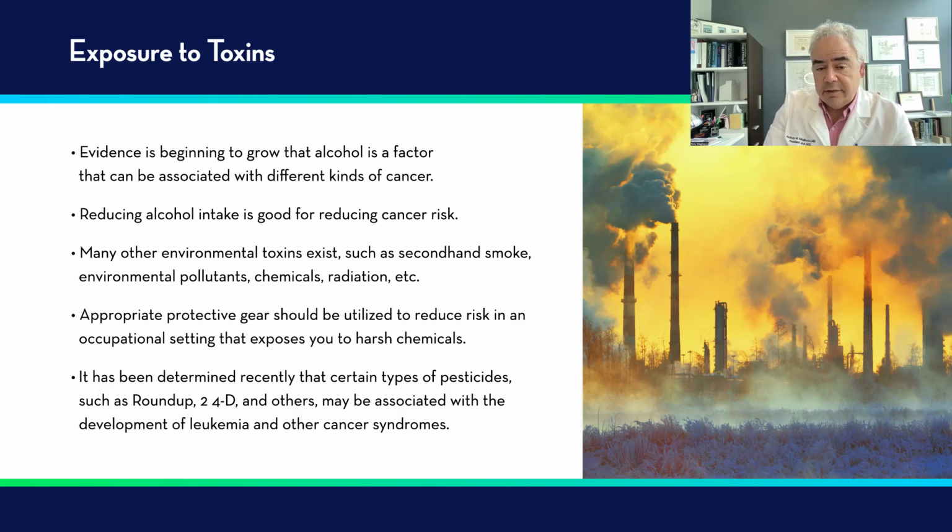There are many other toxins in the environment, for example, secondhand smoke, environmental pollutants, chemicals, radiation, and so on. Many of these are harder to avoid. In an occupational setting, it is important that if you are in an industry that does expose you to chemicals, for example, petrochemicals, solvents, dyes, and other types of chemicals, appropriate protective gear be utilized to reduce risk. Some individuals also find themselves working in environments where there may be radiation exposure and other types of risks that can increase the development of cancer. Always use appropriate safety equipment and follow safety guidelines.